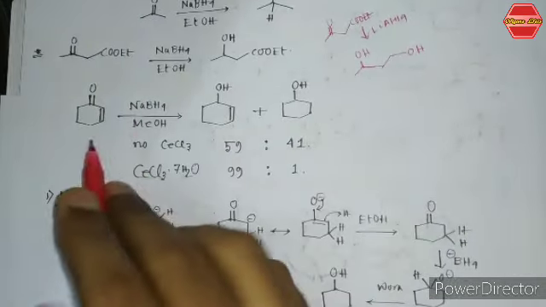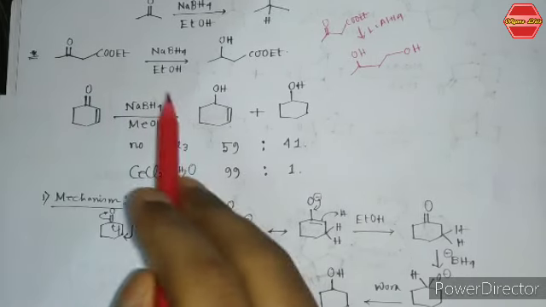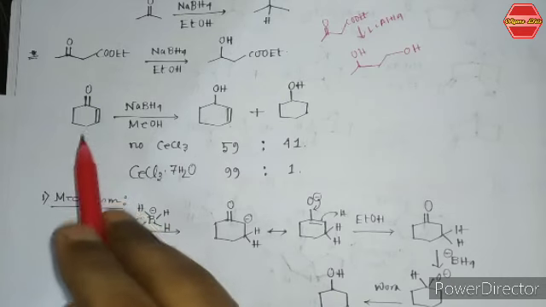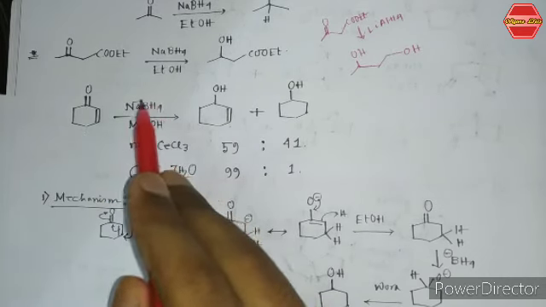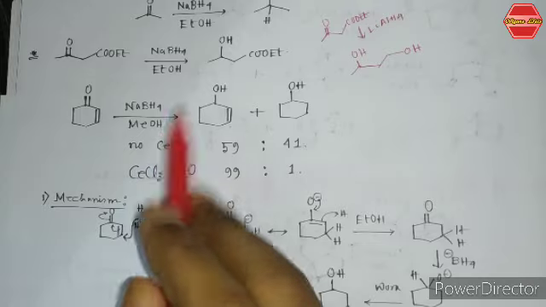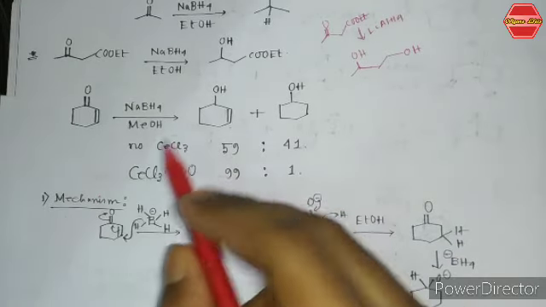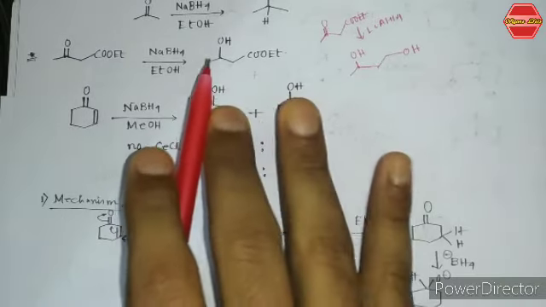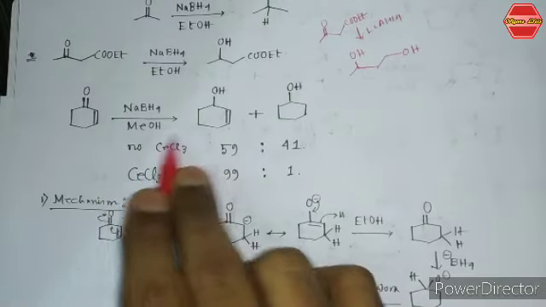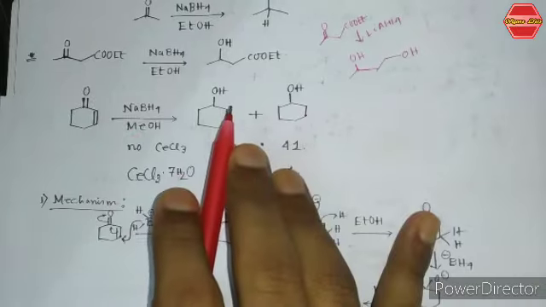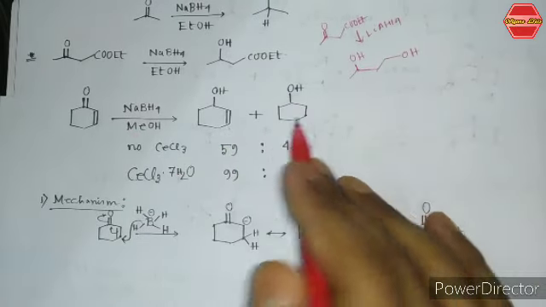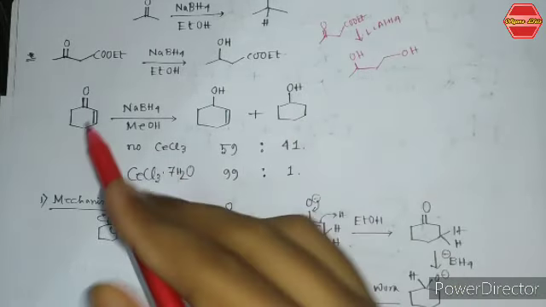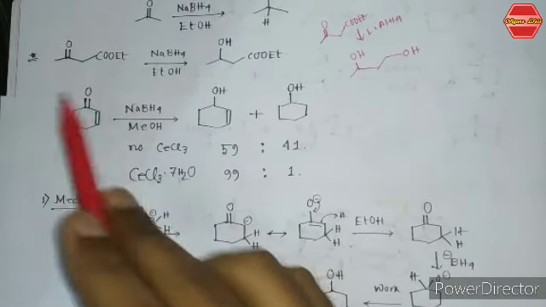Now let's come to the next example. If you take a conjugated alpha-beta unsaturated ketone like this one and use sodium borohydride in methanol, there are two conditions. If you use sodium borohydride in methanol without cerium trichloride, then the percentage of this product obtained is 59%, and the product where both are reduced, that is the double bond and this ketone, is 51%.